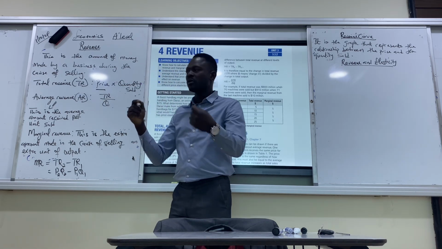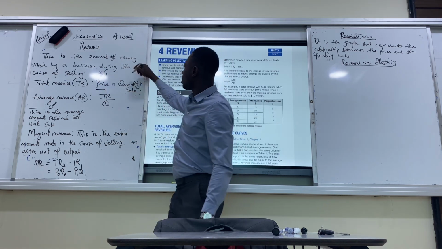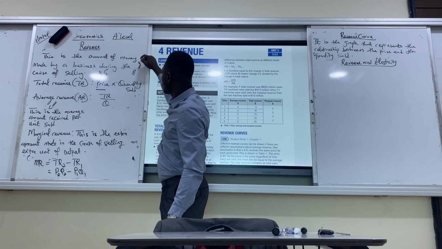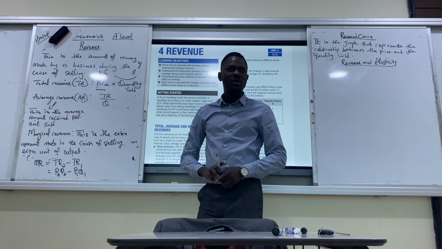So the price of the product, let's assume the price is $5, and the quantity sold by the business is 100 units. So the total revenue will be 5 multiplied by 100. That's 500. Do we understand total revenue here?